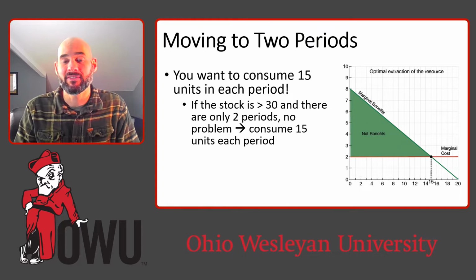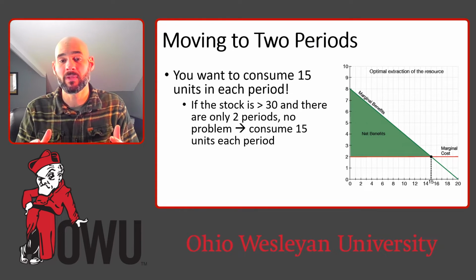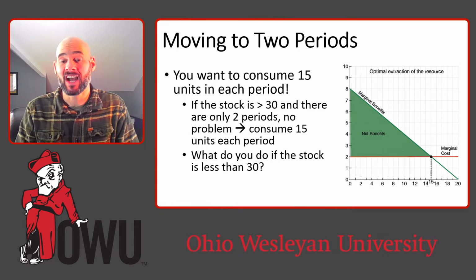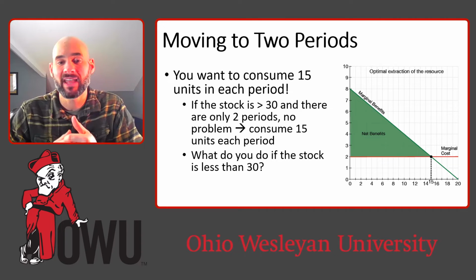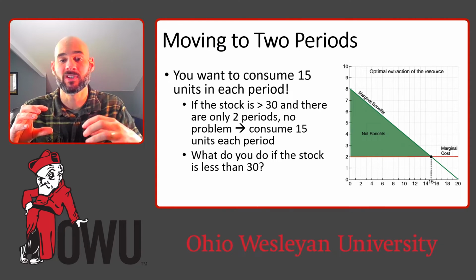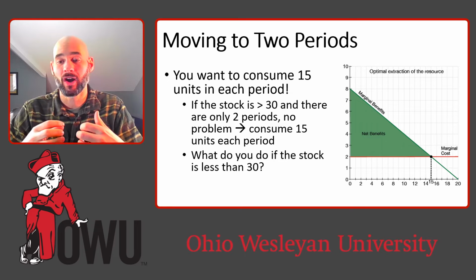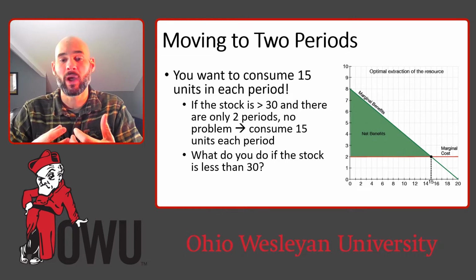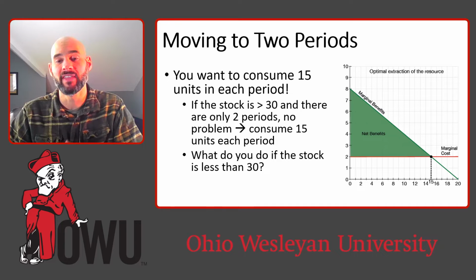However, if the stock of the natural resource is greater than 30 and there are only 2 periods, this is no problem. We would consume 15 units in each period. But if the stock is less than 30, then we can no longer consume 15 units in each period, and we have to come up with a rule or a method of allocating that stock across the different time periods, which is going to take into account our time preference as well as the scarcity of that resource.